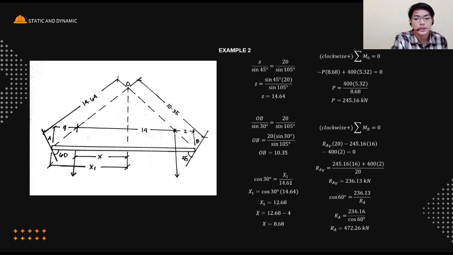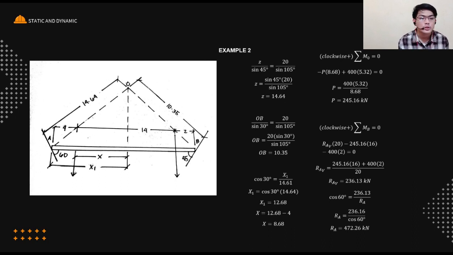Then cos 30 degrees equals x1 over 14.61. Our C1 would equal cos 30 degrees multiplied by 14.61, so C1 equals 12.68. Then x equals 12.68 minus 4, which leads to x being 8.68.